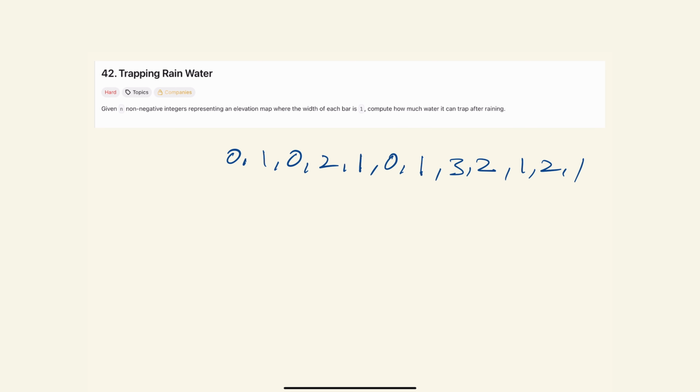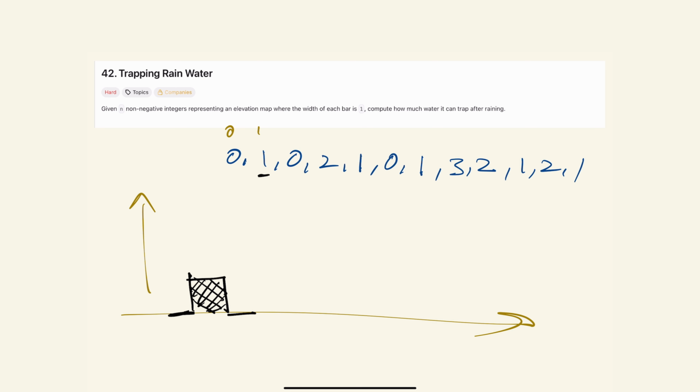Okay, consider this is my x-axis and y-axis. The first wall, let's consider 0 height, so I don't have any height. This is going to be the first, and the second is 1. That means this is, let's consider this is 1. Okay, this is a filled wall. Consider this is my index 0, 1, 2, 3, 4, and so on.